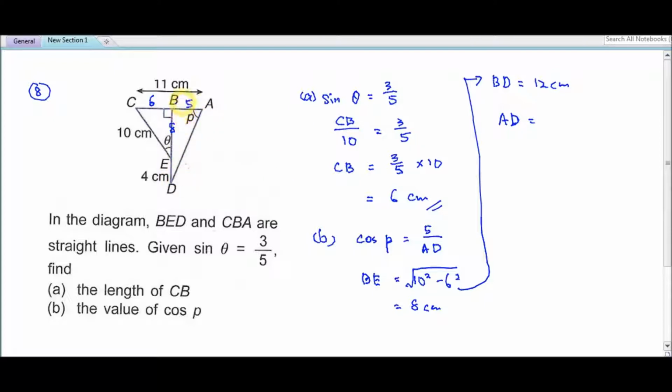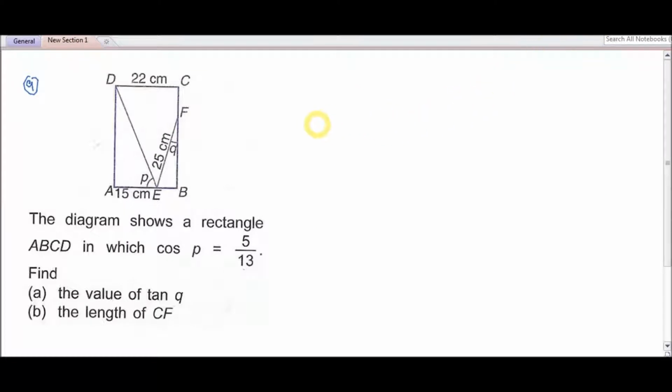AD is equal to the square root of 5 squared plus 12 squared. You get 13 centimeters. Okay, now we know that cosine P is actually equal to 5 over AD, which is 13. Then we get the answer. Okay, let's try the last one.